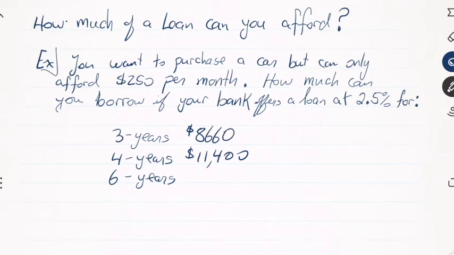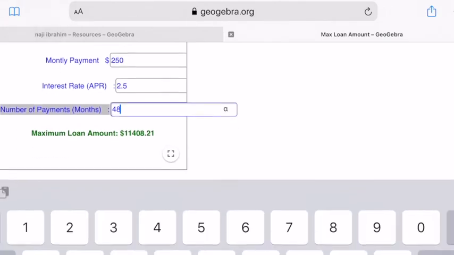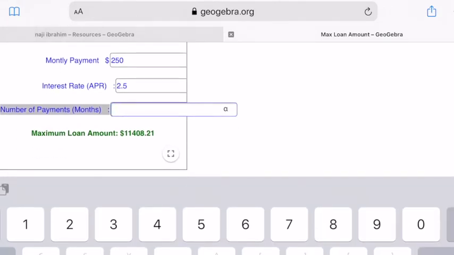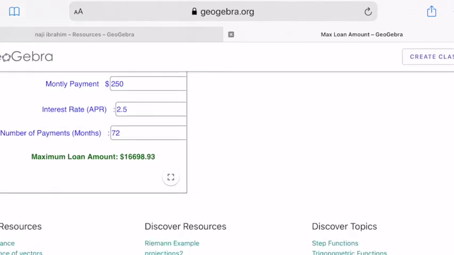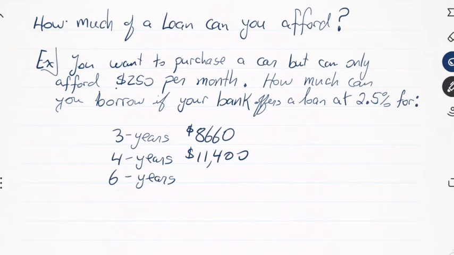Okay, so for 6 years here, we'll change the 48 to 6 times 12. If you want to get fancy, you can put 6 times 12 in there, and it'll do the work for you. It's 72 months, and now we can borrow about $16,700. So as we increase the time in the loan payoff period, we can increase the amount of money we could borrow for our car.